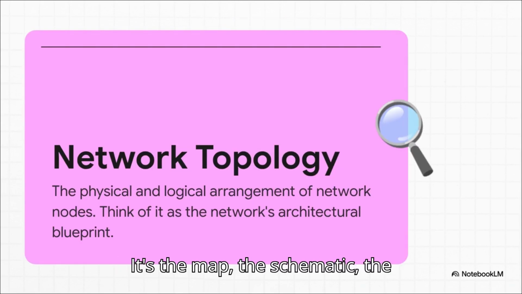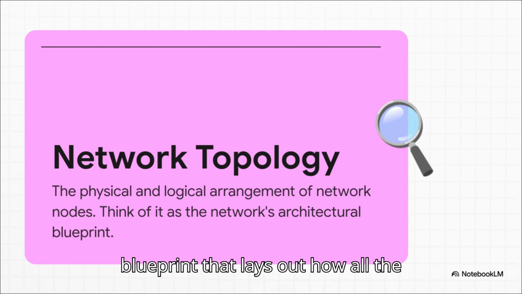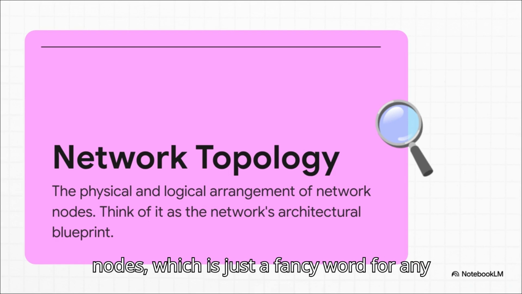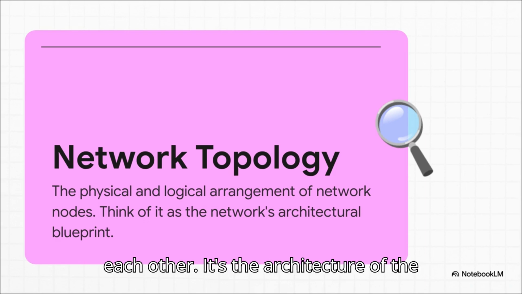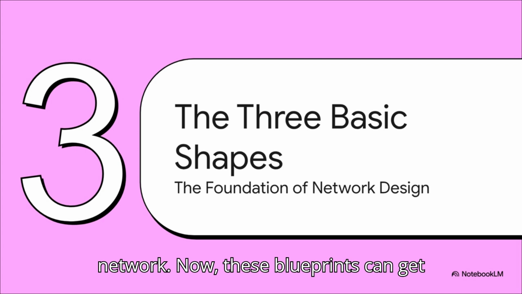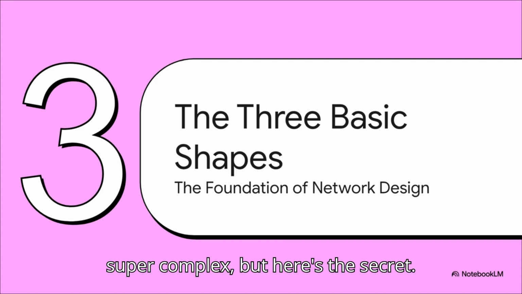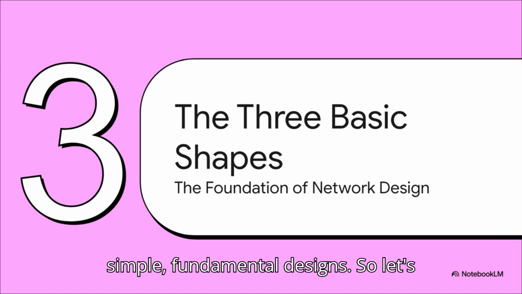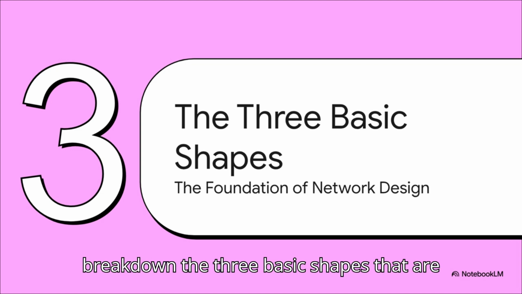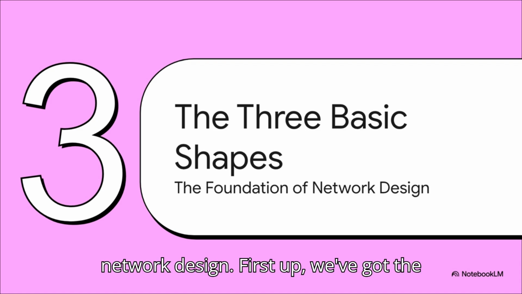It's the map, the schematic, the blueprint that lays out how all the nodes, which is just a fancy word for any device on the network, are connected to each other. It's the architecture of the network. Now these blueprints can get super complex, but here's the secret. Most of them are just built from a few simple, fundamental designs. So let's break down the 3 basic shapes that are the foundation for pretty much all network design.